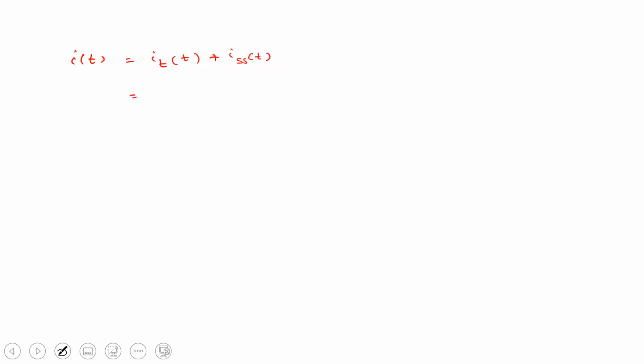So what is the i transient part? We have this expression, right? A1 e to the power s1 t plus A2 e to the power s2 t. So what is the steady state value? It is 0. So i infinite is equal to 0 in this particular case. Okay. So that means we can generalize.